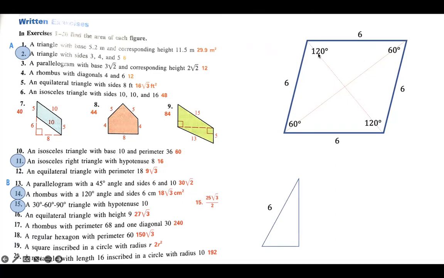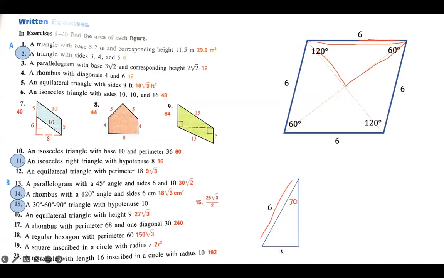So what am I looking at? I'm looking at this triangle right here. We know that this side corresponds to this side right here, and that's 6. And so we know that this angle right here is 30.